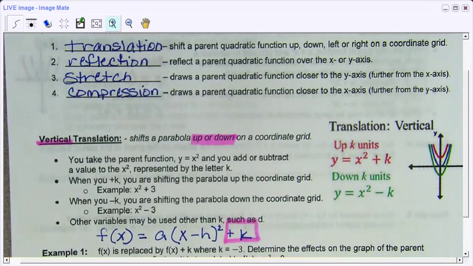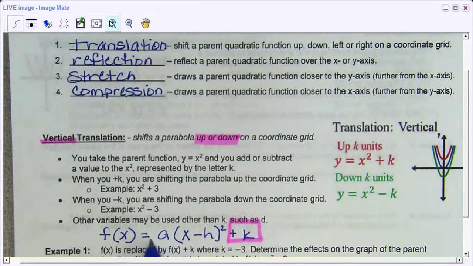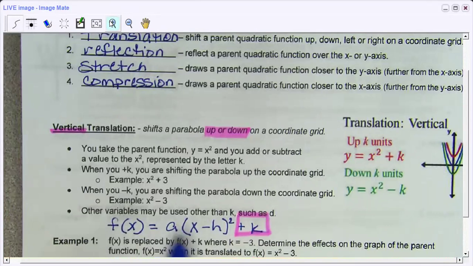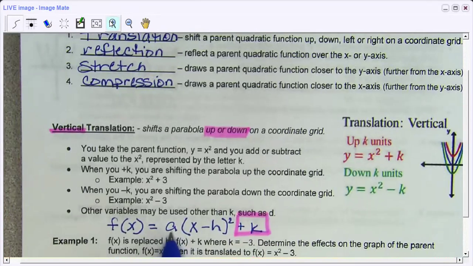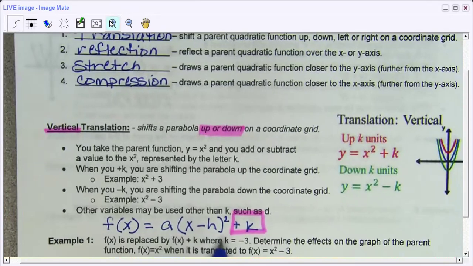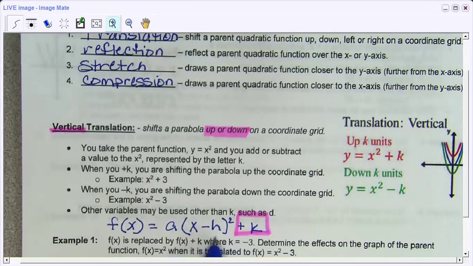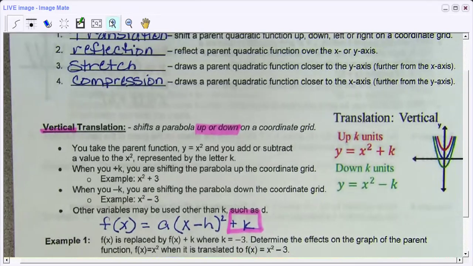A represents a compression or a stretch. H represents a shift either left or right. If there was a negative in front of it, that represents a reflection. The A represents a compression or stretch. The H represents a horizontal translation, so moving it left or right. And then K represents the vertical translation, moving it up or down. And I think that's going to be on another page of our notes in a minute.